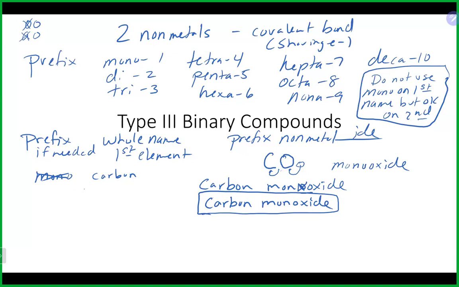So if I had NO2, what should that be called? That is nitrogen, right? Which is obviously the N, which is a nonmetal. O is oxygen, which is also a nonmetal. So that tells us it's type 3. It is prefix territory. We only have one nitrogen, which means the prefix is mono, which we do not use on the first name. So we just use the whole name, which is nitrogen. We have two oxygens. The prefix for two is di. And we do use the oxide on the back end.